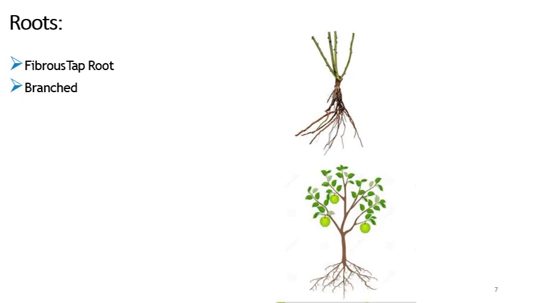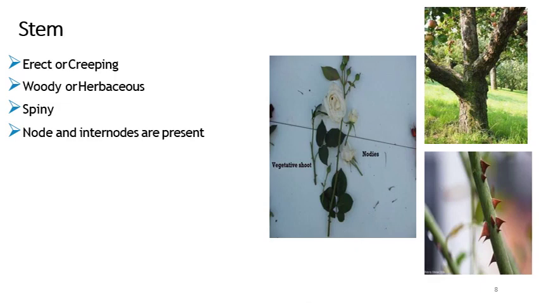The next vegetative character of this Rosaceae family is stem. Stem is mostly erect, straight. In some cases, it may be creeping. Most of the texture of the stem is woody, and in some cases, it is herbaceous. Stem also possesses pointed scales or spines. Stem possesses nodes and internodes.